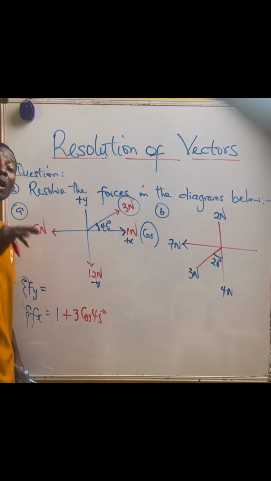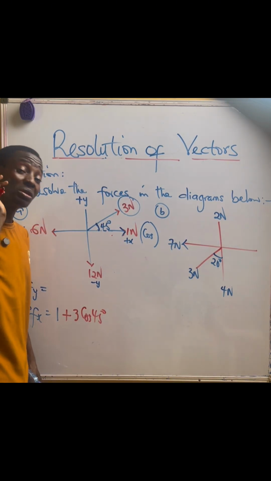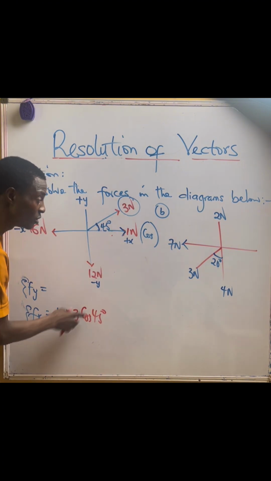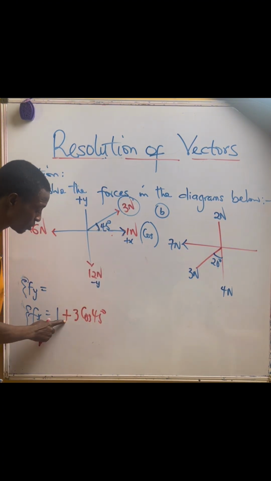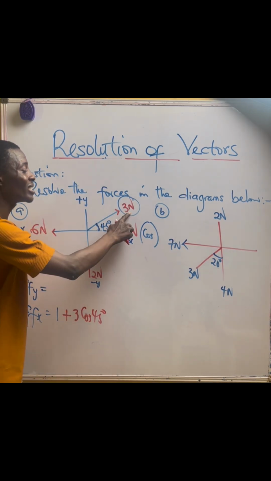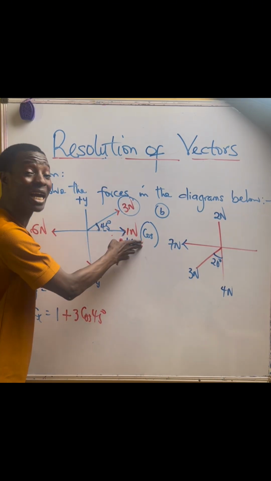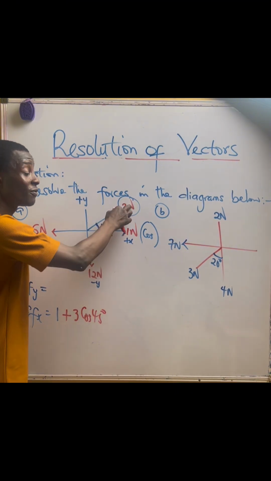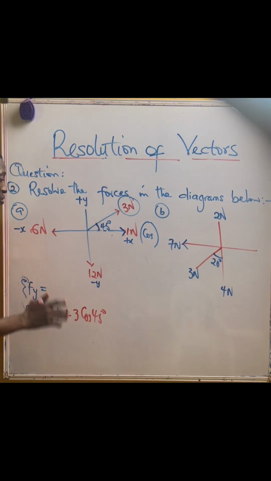Do you understand? So it means that you need three components for you to resolve the force. You need the sign. The next thing is that you need the force that you're resolving. And the last thing is that you need the trig ratio with the angle, which is 3. Do you understand? The sign, the force, and the trig ratio. It's as simple as that.